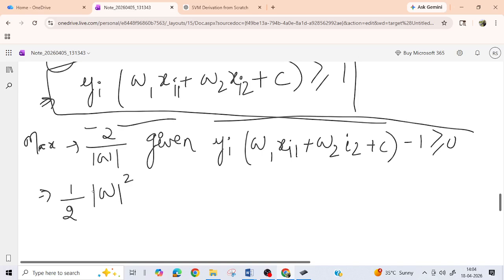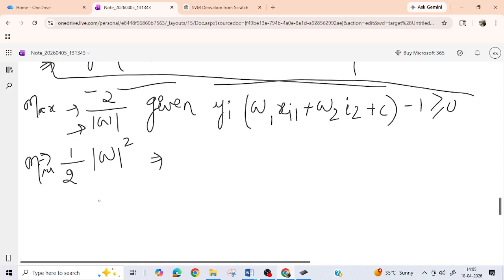And why we are doing it with w square? Because see, this is in the denominator, right? Maximizing 1 by something is equivalent to minimizing the denominator part of that, right? So maximizing 1 by w is the same as minimizing w, right? So this is what we are doing. So we would be minimizing it, given this condition, okay.